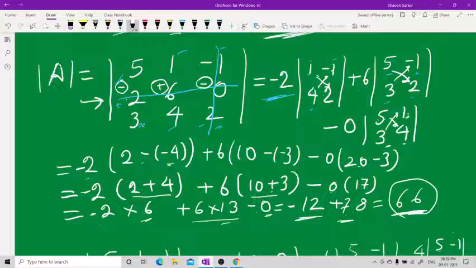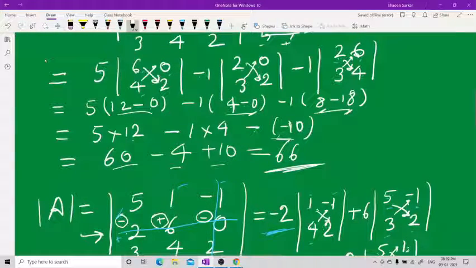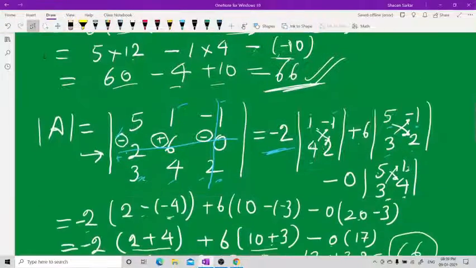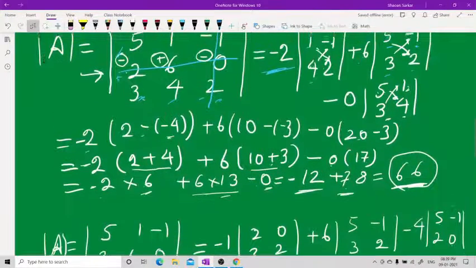Can you see one thing? This result and this result are the same. So whether you expand it in the first row or the second row, it remains the same. Now let's see with the column-wise expansion.